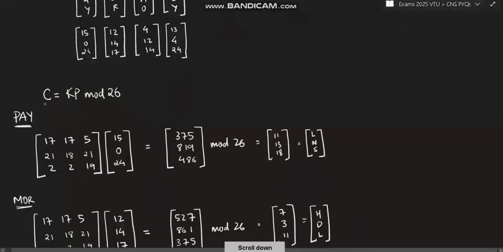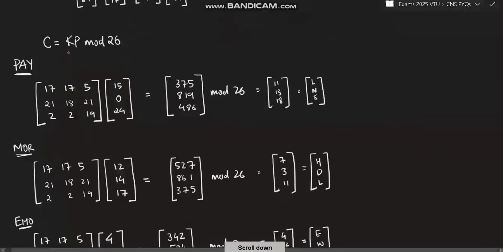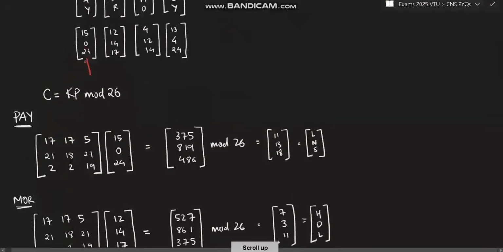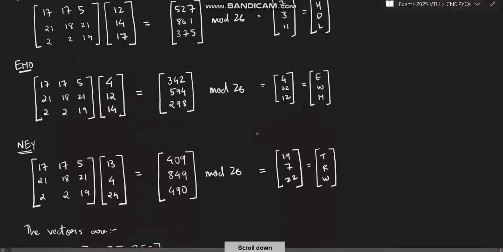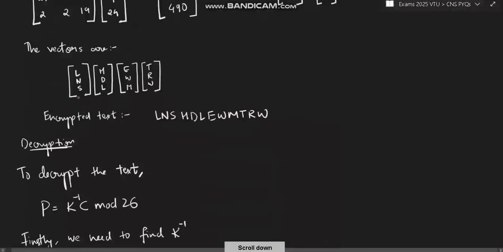And after that, we have to find out C is equal to KP mod 26. And what is K? K is the matrix which they have given to us, and P is nothing but we'll be taking each of these one by one. First, you will be doing it for PAY. Find out the answer, and convert it into letters. Do the same for MOR, EMO and NEY. You will be obtaining 4 letters. Combine them, and you will be getting the encrypted text.